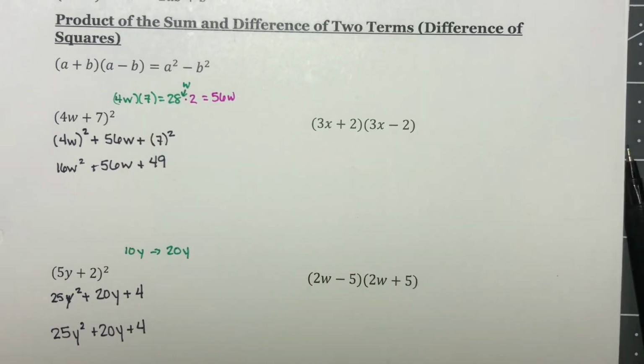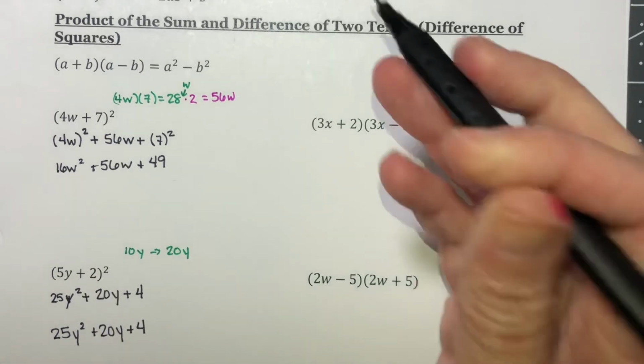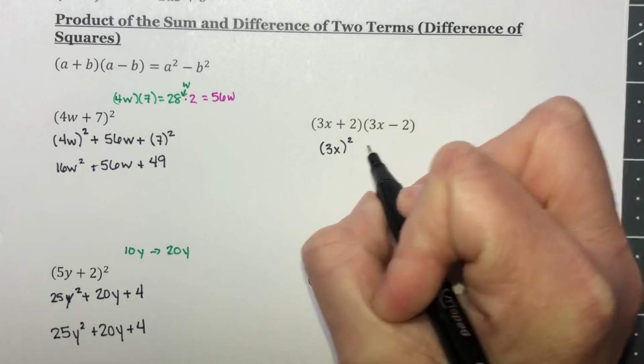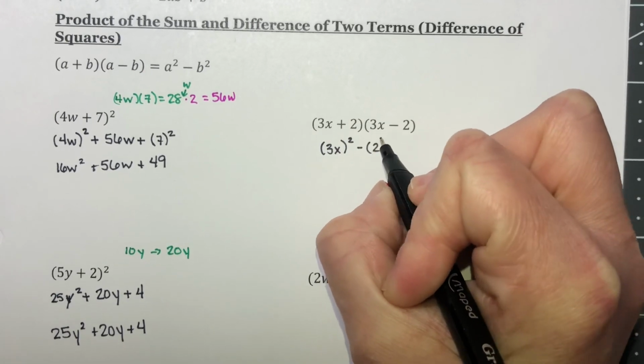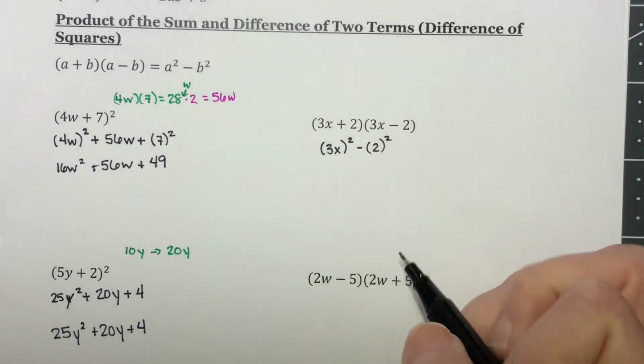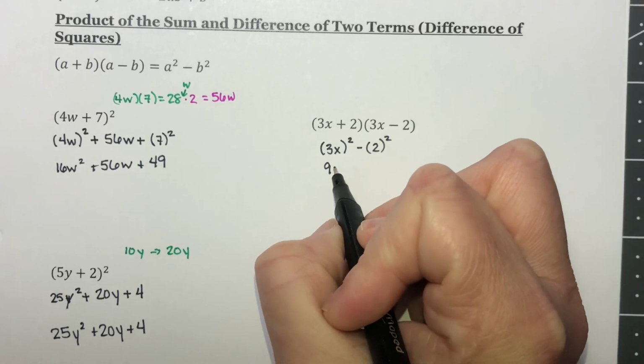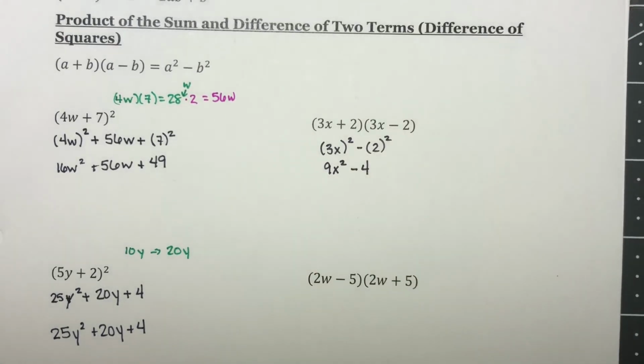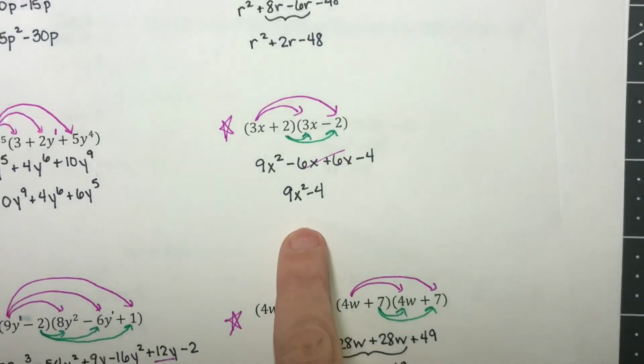So I'm going to write out every step here like I did on this one. This will be (3x) all squared minus 2 squared. Square this, you would get 9x squared minus 4, which is precisely what we got in the last section.